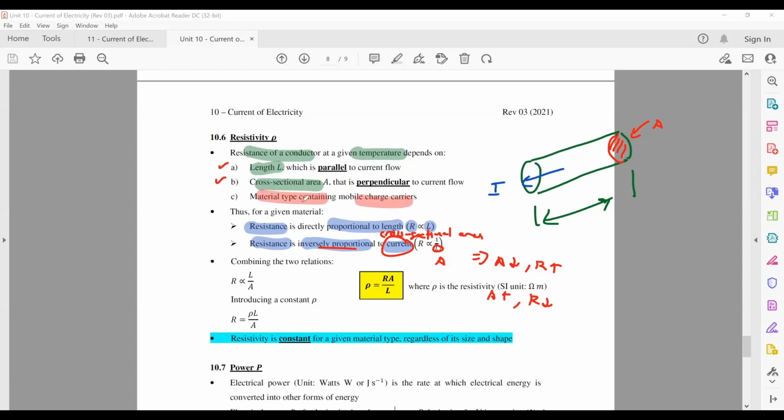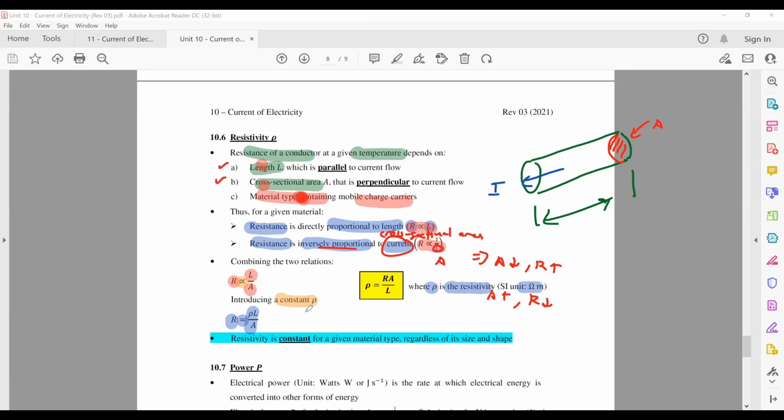There's a particular physical quantity that relates to this, right? But to get that, you have to relate these two other parameters together. Just now we said that R is proportional to L and R is inversely proportional to A. If you combine those two relations, you get R is proportional to L over A. To get rid of the proportionality sign, you introduce a constant rho. Then you get R equals rho L over A, where rho is the resistivity measured in ohm meter.